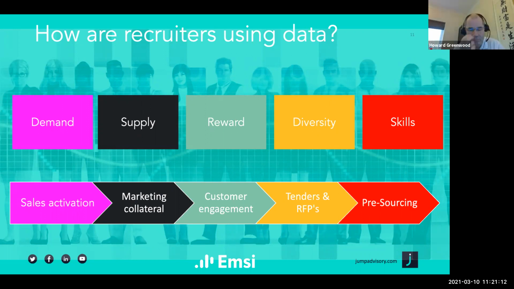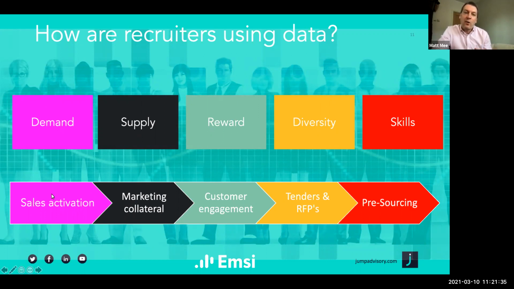Yeah. So I should have put headers on these. So these are the data sets that our clients use in terms of what can we look at day to day in the recruitment market, in the labour market, to help inform recruitment activity and recruitment insight. So we've got demand, supply, reward, diversity and skills. Those are the things that clients are interested in.